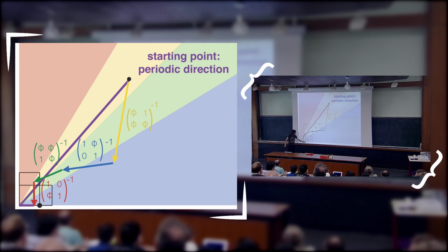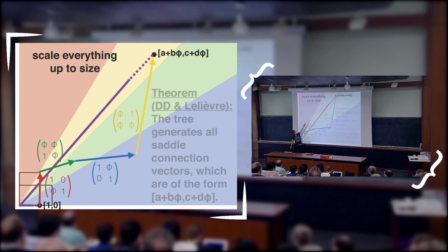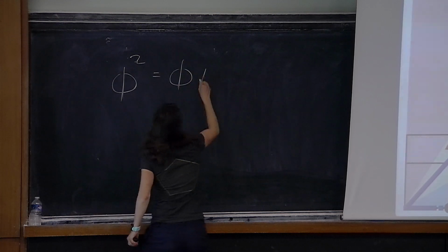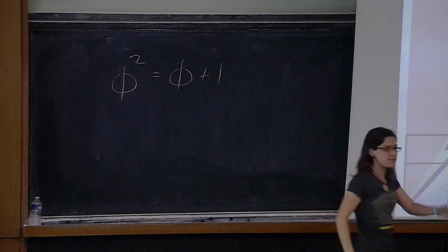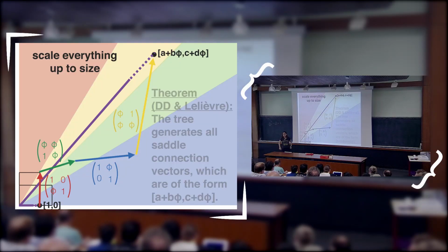So you'll eventually get down to this horizontal direction. This one was too short, so we'll need to stretch everything out by a factor. So we'll stretch it, and then we can start with (1, 0) and just apply these matrices directly and get some point of the form (a plus b phi, c plus d phi). And you might be saying, hey, I know how to do matrix multiplication, I know that you're going to get phi to some higher power. But remember that if you take the golden ratio squared, you get the golden ratio plus 1. So anytime we get higher powers of phi, we can reduce them until it's something of the form (a plus b phi, c plus d phi).